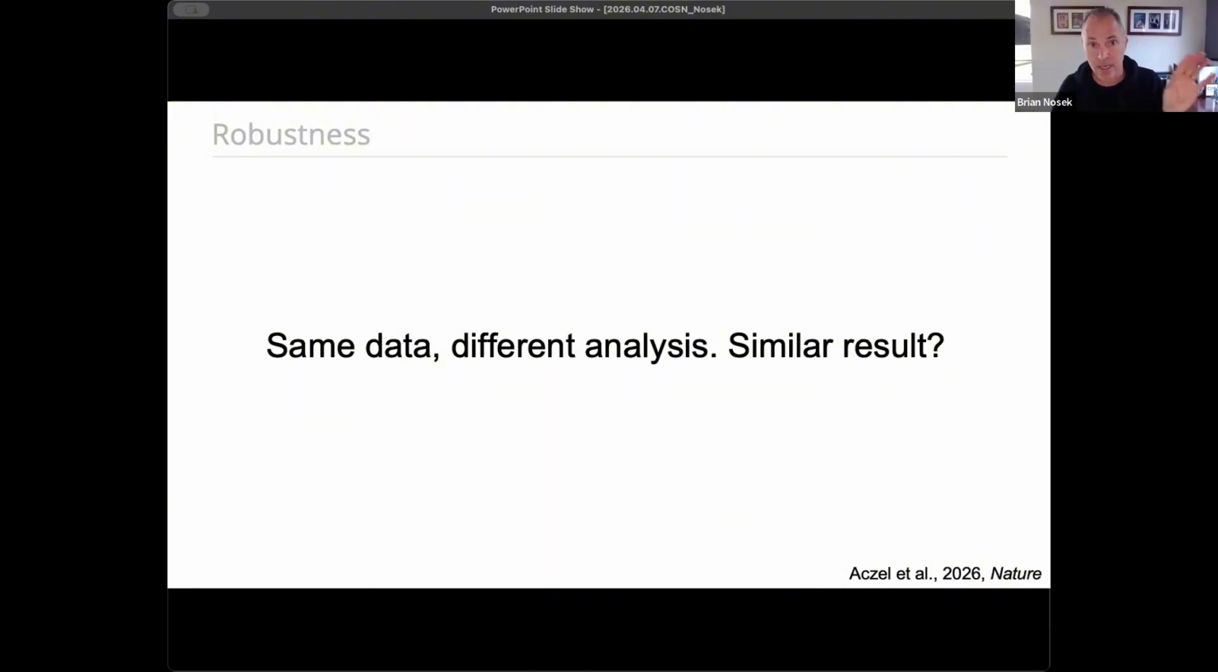If we take the same data and give it to an independent researcher and say, we'd like you to test the question from the original paper, but you make the decisions you think are appropriate for how to analyze the data to test that question. Do we see similar results as the original study?